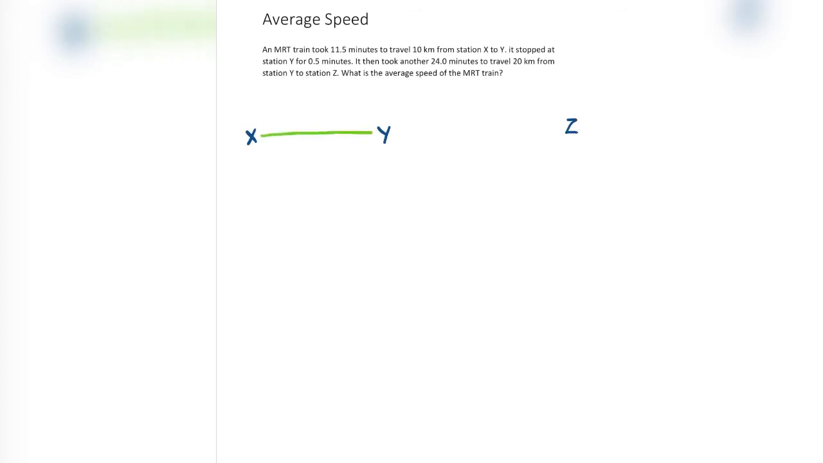So from X to Y we have 10 kilometers, and from Y to Z we have 20 kilometers. And the time taken from X to Y was 11.5 minutes, right? And then at station Y it stopped for 0.5 minutes. Then it started again and it took 24 minutes to travel. So now it's asking for its average speed.